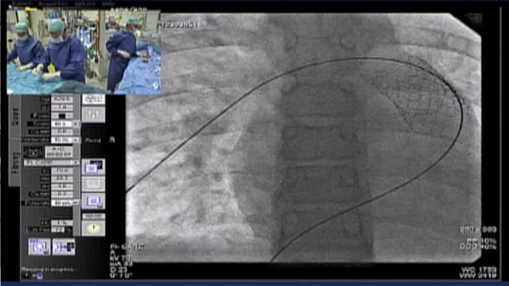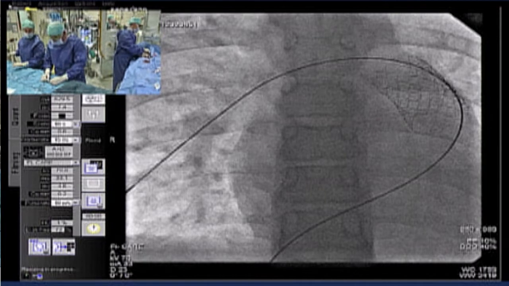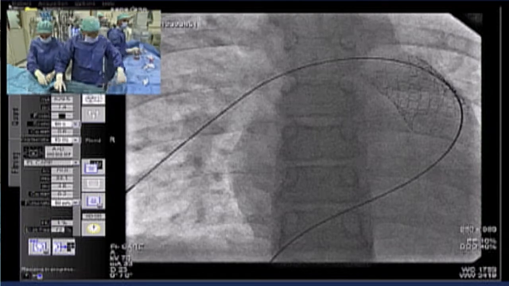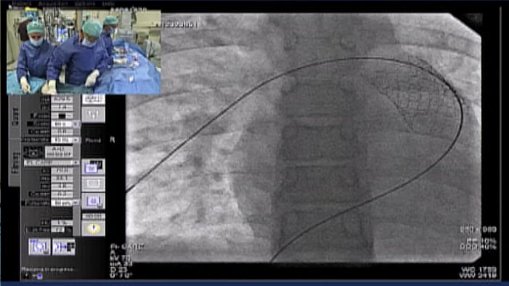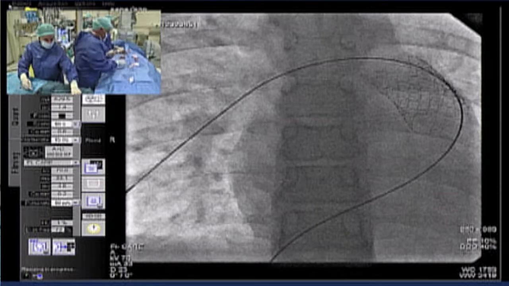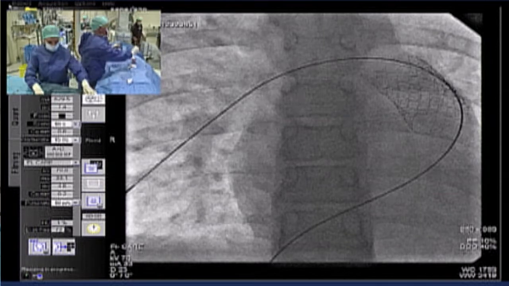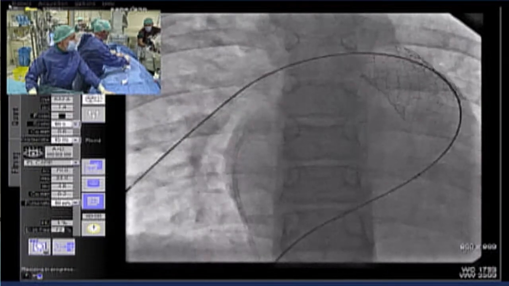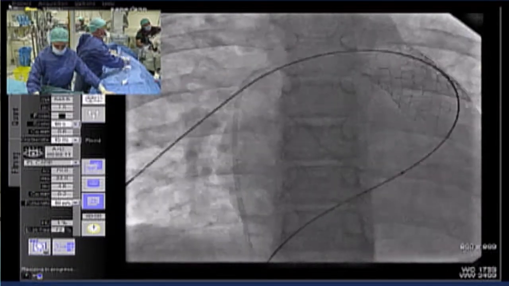Can we proceed, please? We have a few more minutes left. Okay. First I need to define my landing place, so we're going to make an angio over there. I go in with multi-track.